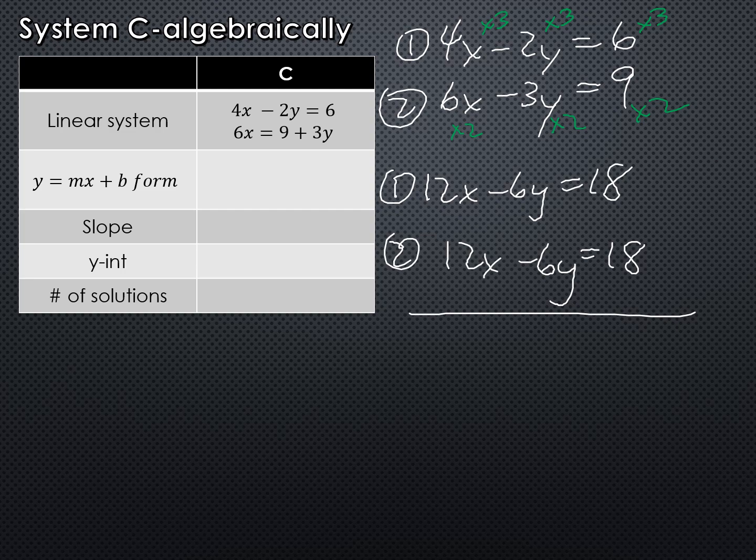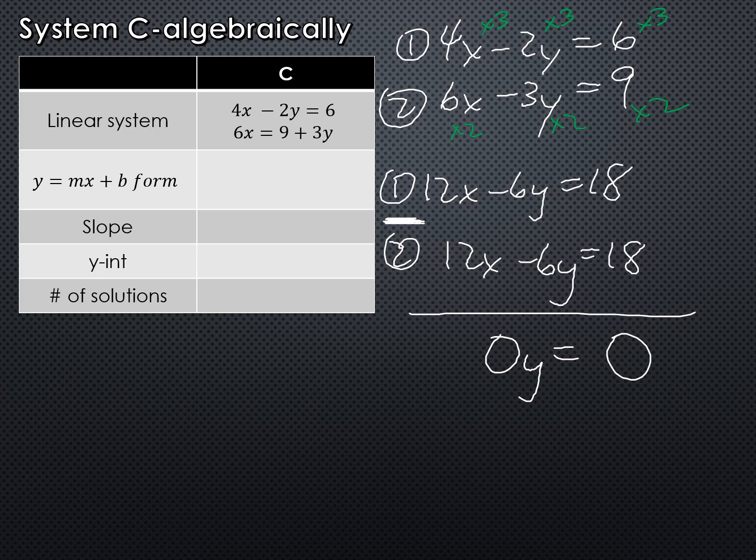If you want to get rid of the x's, you guys should hopefully all be shouting at me right now, subtract. 12x minus 12x, 0, they're gone. Negative 6y minus negative 6y, 0, they're gone. 18 minus 18, 0. Unlike the last example where we had 0x or 0y equals 11, that's false, here we have an actual true result. 0y equals 0, that's true.